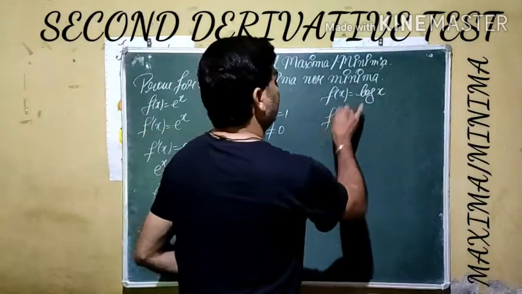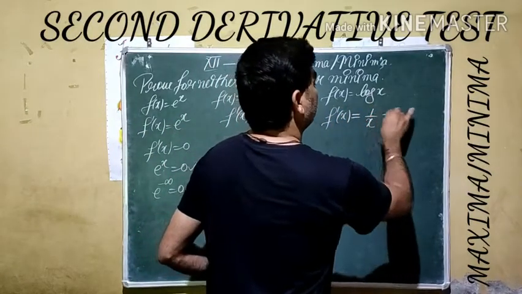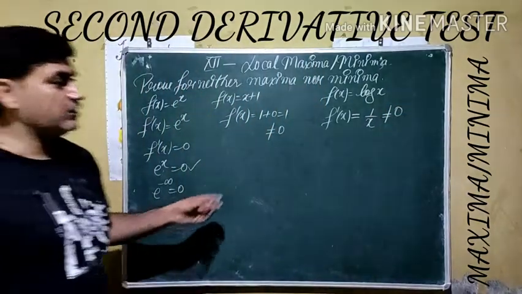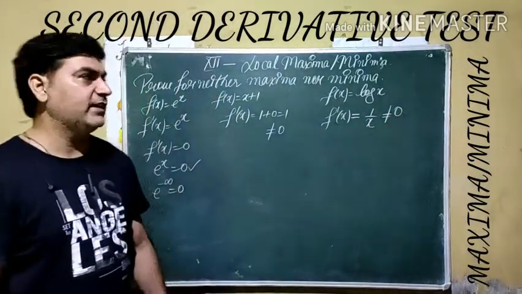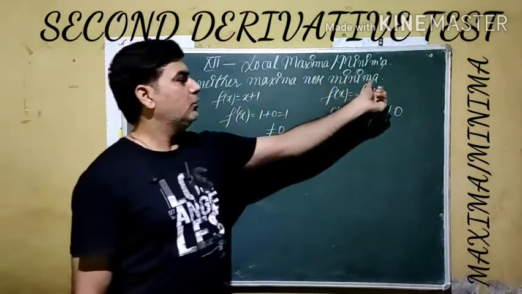For this, if we take here first derivative, it is given by 1 by x. It cannot be 0 because 1 divided by any value cannot be 0. It is closest to 0 but cannot be 0. It means we cannot find out the critical point here. So this function also cannot have local maxima, local minima.